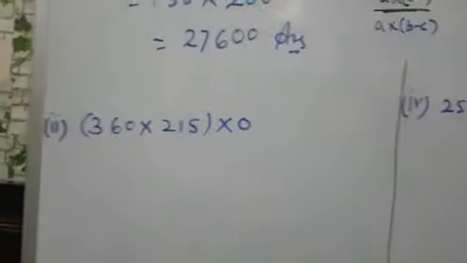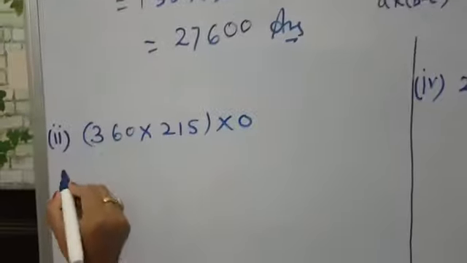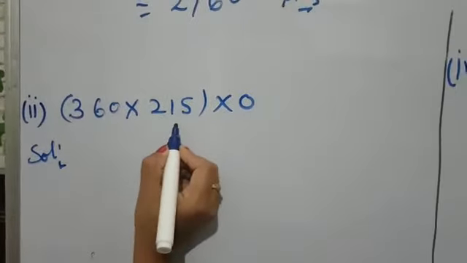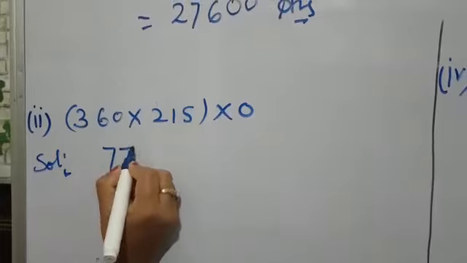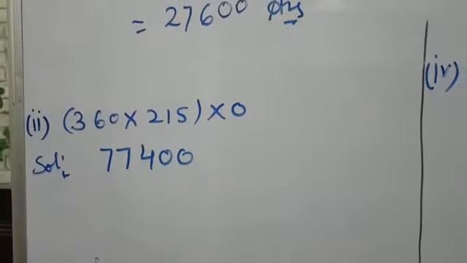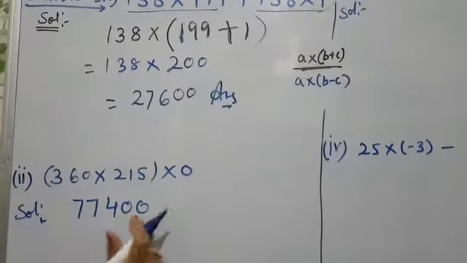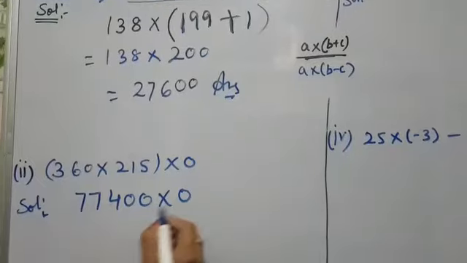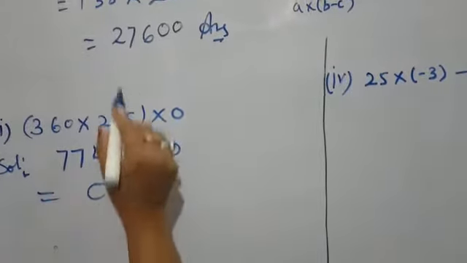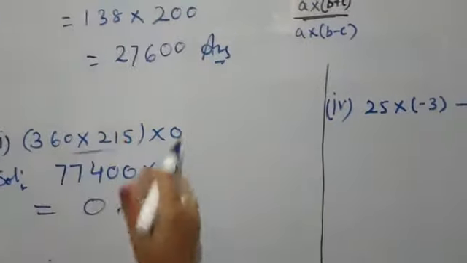So what will we do? We will multiply the bracket first. My answer will be 360 multiplied by 215. It will be 77400. 77400 will be the product of these two numbers which are in bracket. Multiply by 0 will give me answer as 0. According to distributive property, there should be plus or minus, but it is not there. So we will solve it as it is.